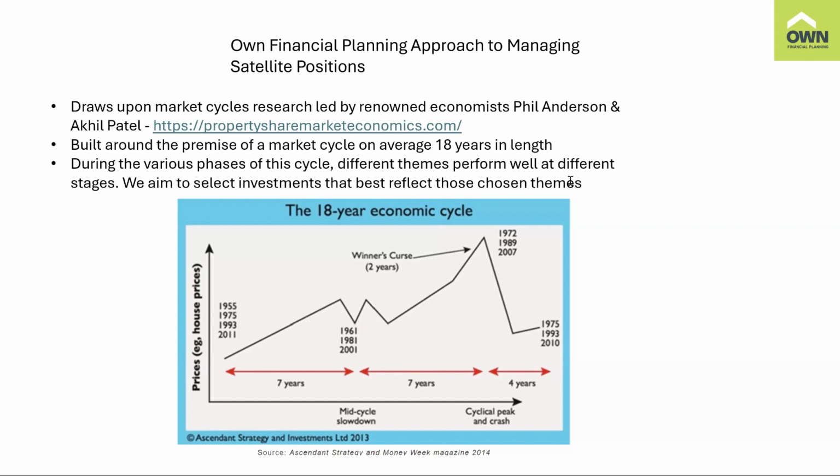The central premise of this research is the realization that while history doesn't repeat, it certainly rhymes. And their research demonstrates that economic cycles throughout history run, on average, 18 to 20 years in length. Never exactly the same and never exactly the same in length, but as a reasonable guide. And at various stages of the cycle, different themes are going to have a tendency to dominate.